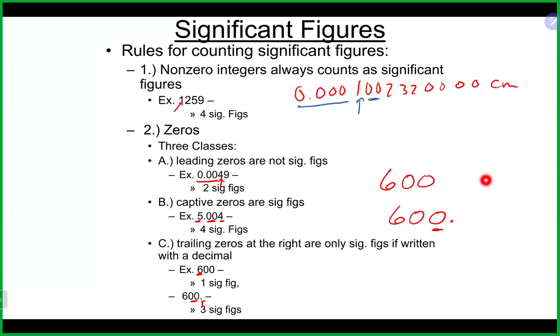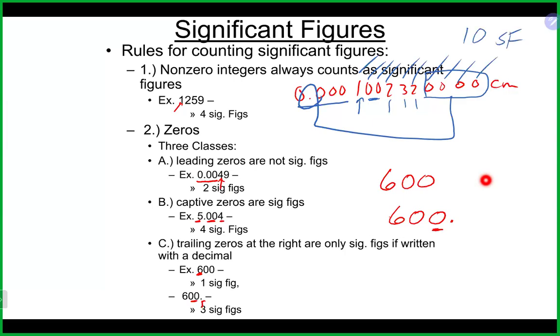Are these zeros significant? They are, because they're trapped, so that makes them significant. Obviously significant, significant, significant. How about our zeros at the end? Are they significant? The answer is they are significant, because way over here there is a decimal point. It does not need to be near the zeros, it just needs to be in the number somewhere. And that would give me 1, 2, 3, 4, 5, 6, 7, 8, 9, 10. That's a lot of significant figures. 10 significant figures in this case.